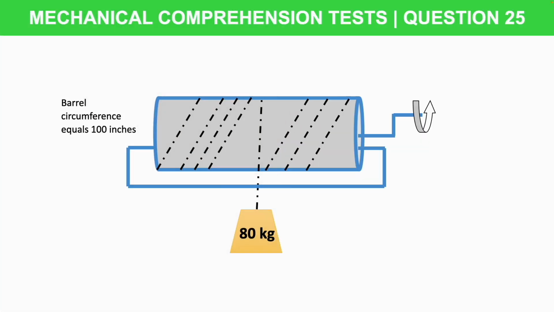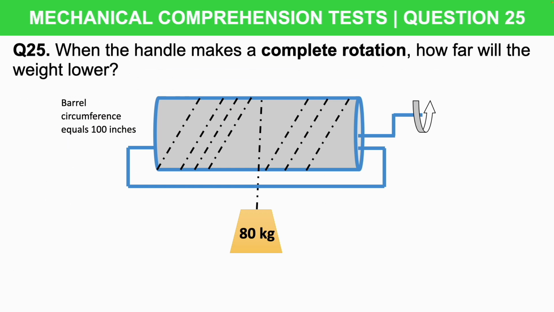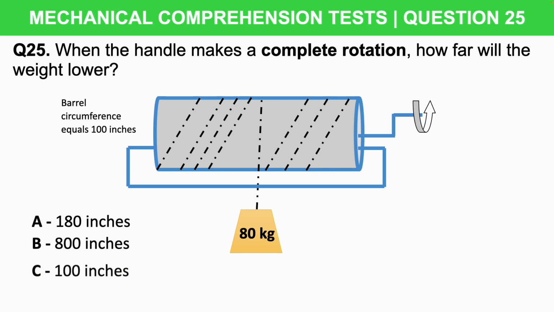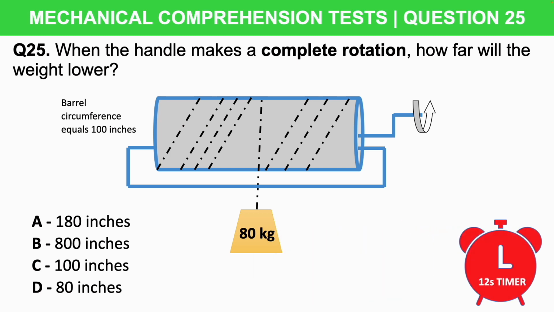Okay, let's take a look at another mechanical comprehension test. This question is, when the handle makes a complete rotation, how far will the weight lower? Is it 180 inches, 800 inches, 100 inches, or 80 inches? Your 12-second timer starts now.